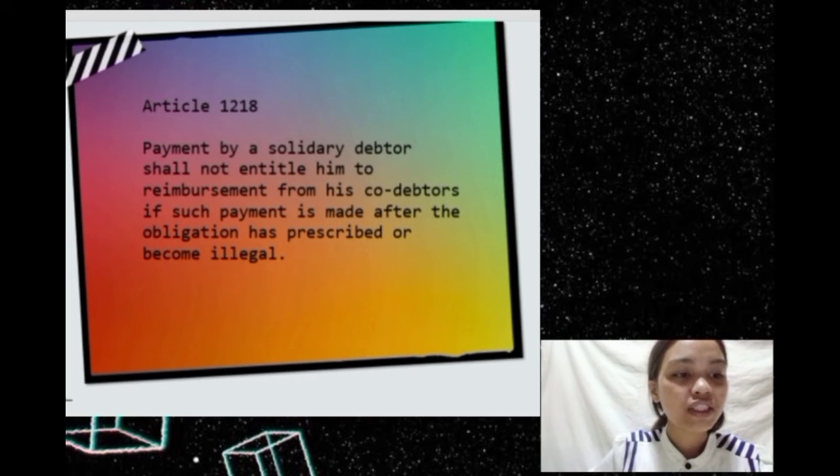Under Article 1144, the following actions must be commenced within 6 years. First, upon an oral contract. Second, upon a quasi-contract.